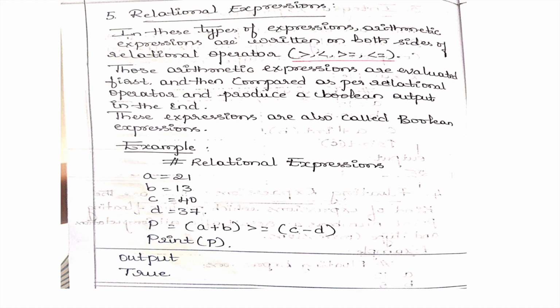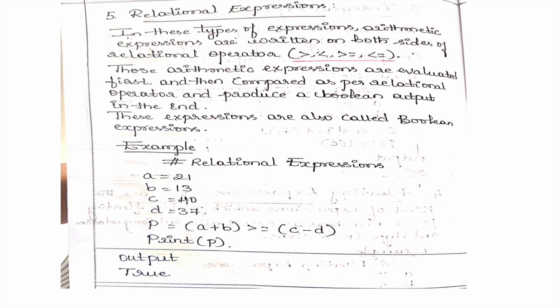These arithmetic expressions are evaluated first and then compared as per the relational operator. First I am going to calculate a plus b, next I am going to calculate c minus d, and I am going to compare both values, whether a plus b is greater than or equal to c minus d. Getting my point? First I will evaluate the arithmetic expression, then I compare using a relational operator, and the output is boolean. Boolean means it is going to display either true or false.